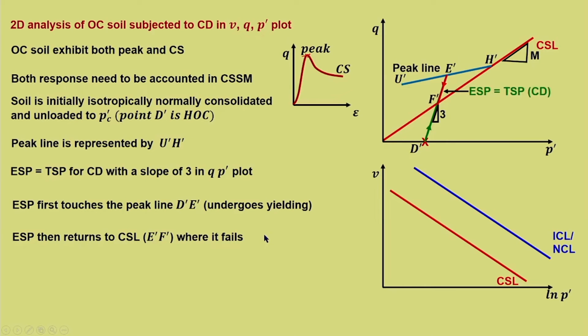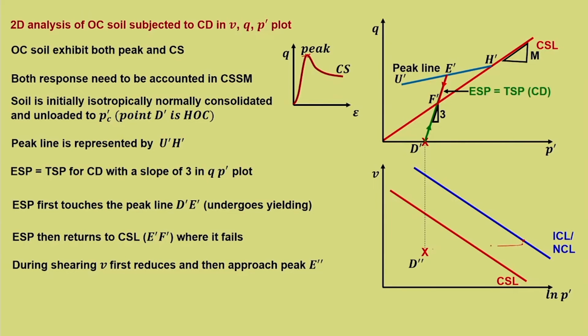So, this is ESP which is same as TSP for consolidated drain test. Now, this is the point D double dash. During shearing, V first reduces. Now, I will tell you, from here it is isotropically consolidated, it reaches somewhere here and then it is unloaded. So, there will be an unloading line on which the point D double dash will fall.